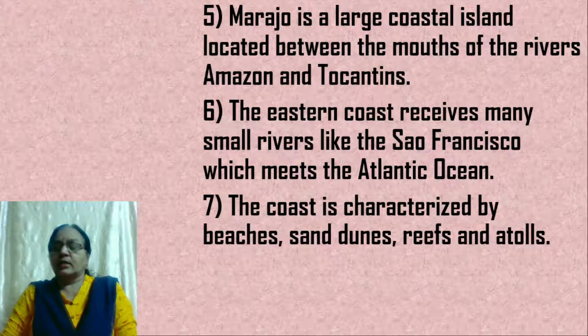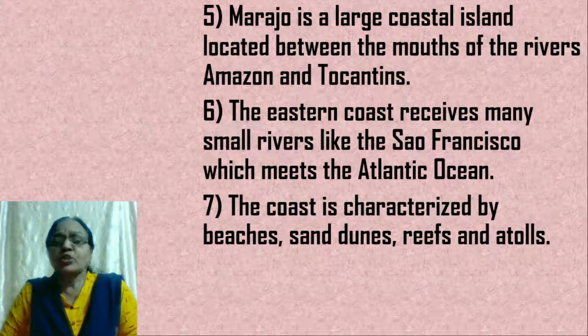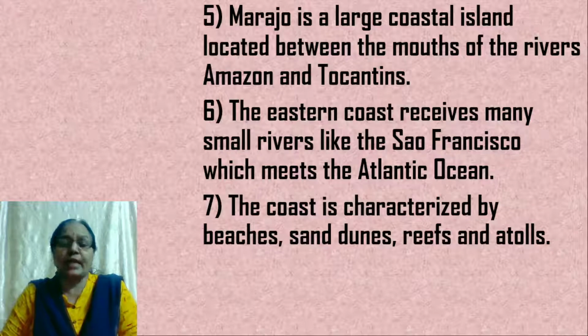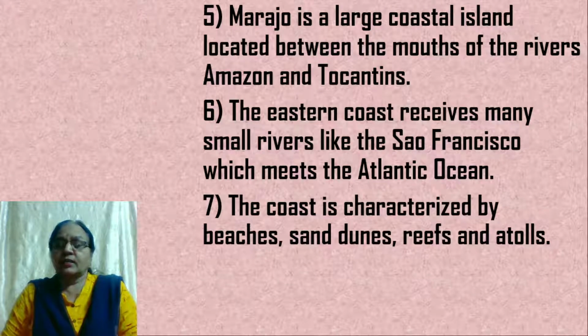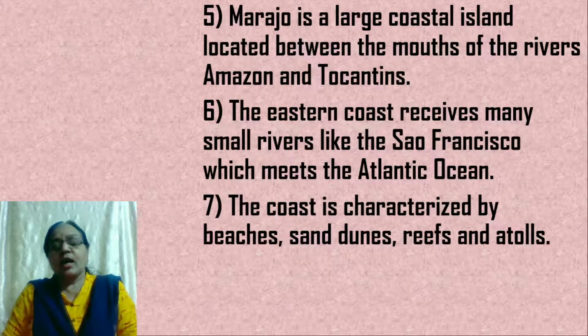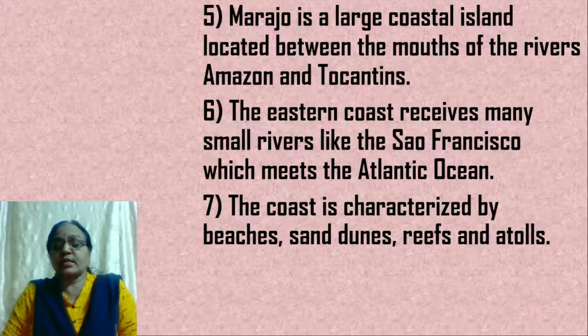Then you would have also seen a large coastal island called Marajó, and it's found between the mouths of rivers Amazon and Tocantins. Along the eastern part, you find the most important river is the São Francisco River, and this opens into the South Atlantic Ocean. Apart from this, you find there are many beaches, sand dunes, reefs and atolls along the coastal part of Brazil.